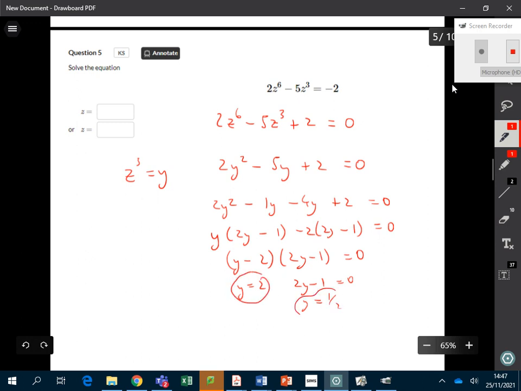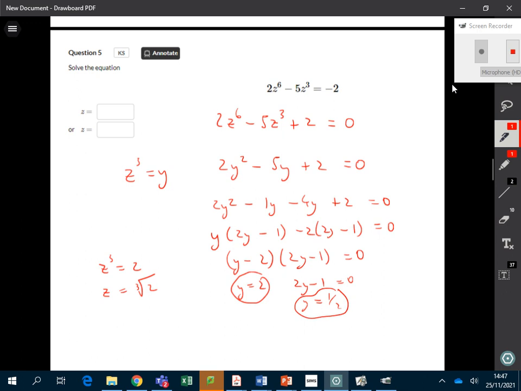Now we're not quite done yet, because we need to work out what z is. So we said z cubed is equal to y, and y is 2, so we could say z cubed is equal to 2, which means that z must be the cube root of 2, or 2 to the power of a third if you like.